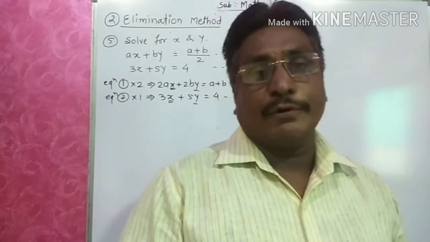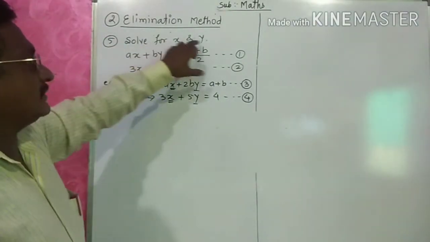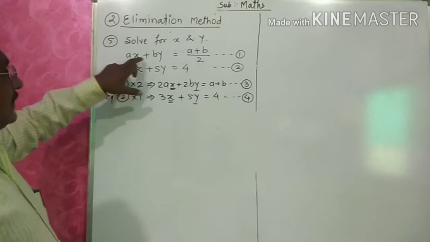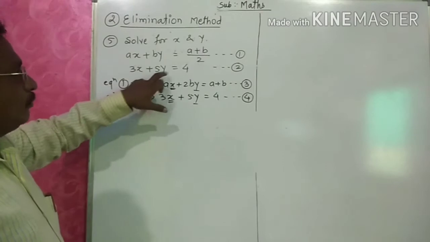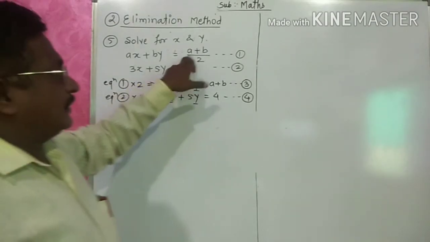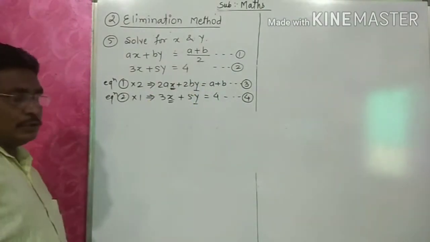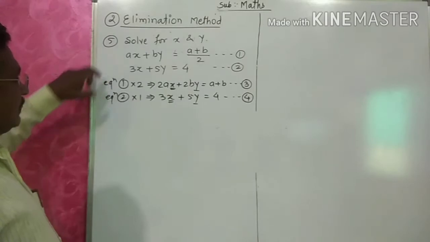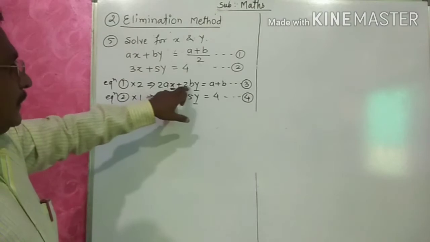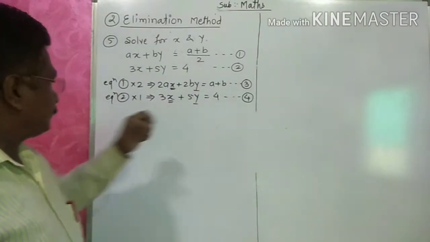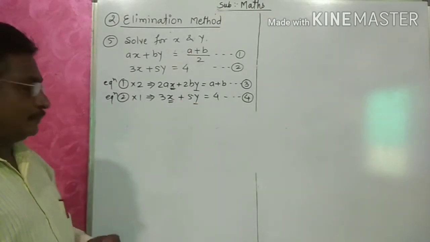Okay students, we will go to the next example: solve for x and y. Ax plus by equals a plus b by 2, and 3x plus 5y equals 4. We call these equation 1 and equation 2. Here a denominator is there, so to remove it, multiply equation 1 by 2. We get 2ax plus 2by equals a plus b, and equation 2 as it is: 3x plus 5y equals 4.